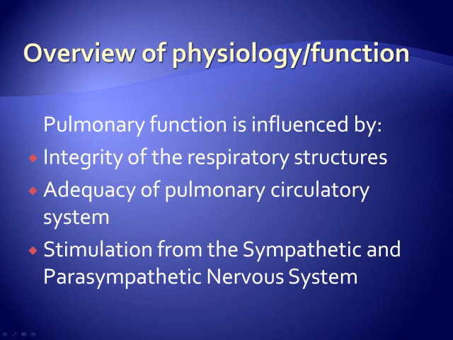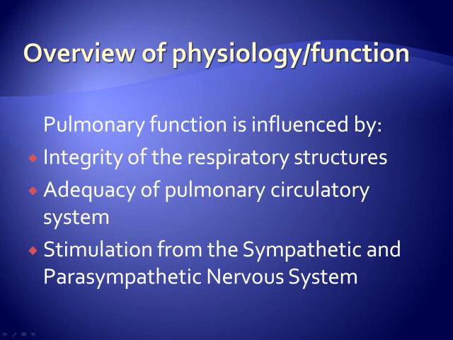The pulmonary system is influenced by a number of things, including, obviously, the integrity of the respiratory structures. So we have to have adequate airways. Our airways have to be open. They can't be all blocked up, or we can't have bronchospasm. In addition, we have to have an adequately functioning vascular system, so that has to be working correctly. We have to have the pulmonary musculature working correctly, and all of the other structures that surround the respiratory system.